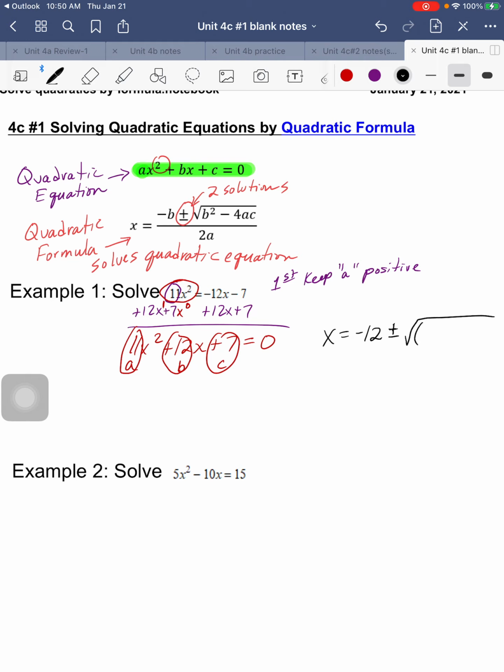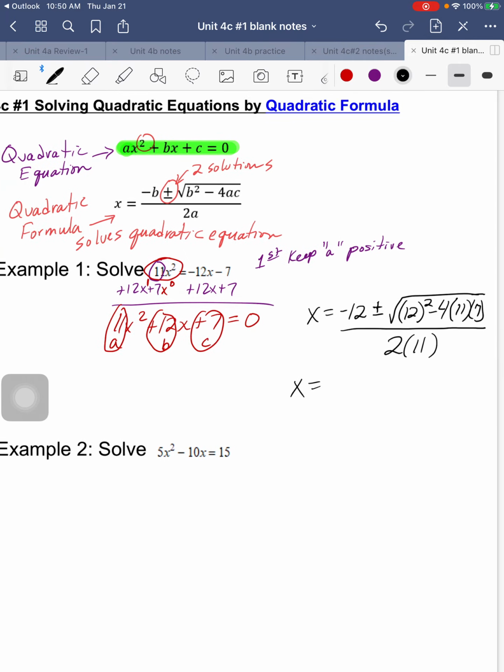Then B squared, put it in parentheses, 12 squared. I never do any kind of computation. I just substitute everything in and then gauge what I have here. 4 times A times C. Make sure that the square root goes over the top of everything, and everything to the right of the equal sign is divided by 2 times A.